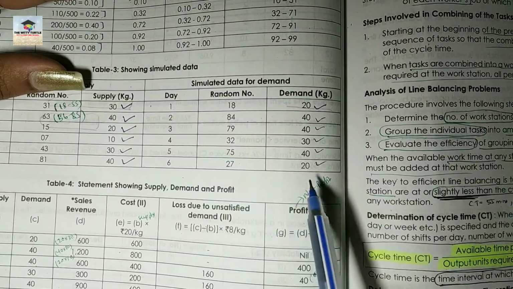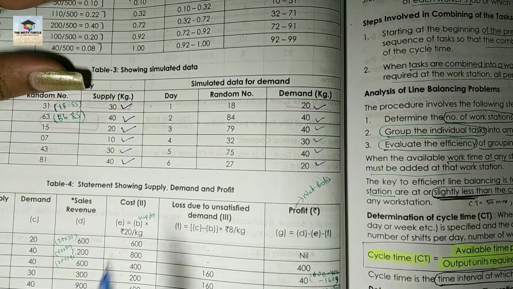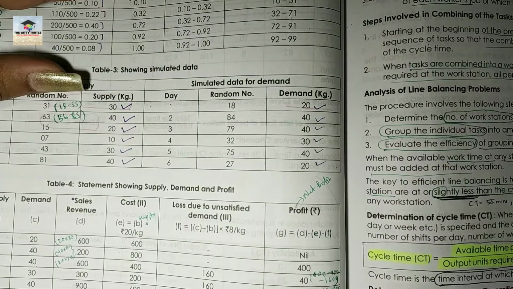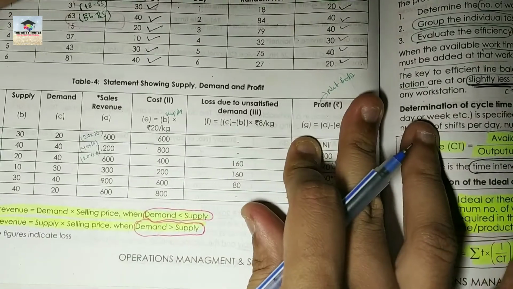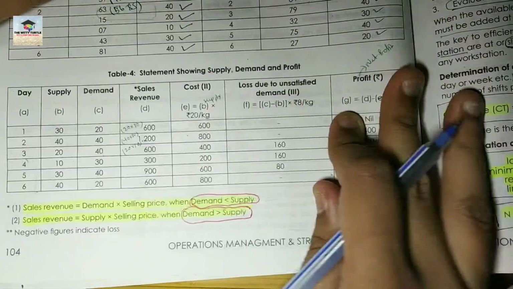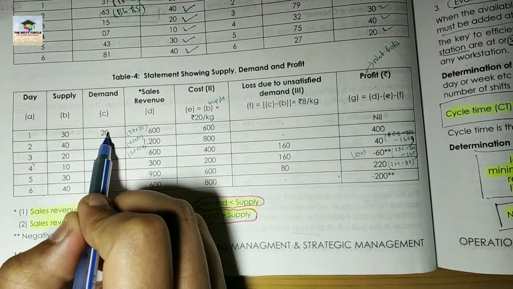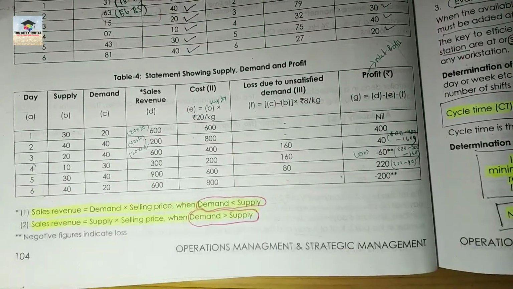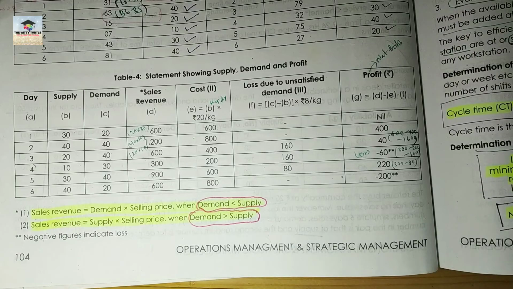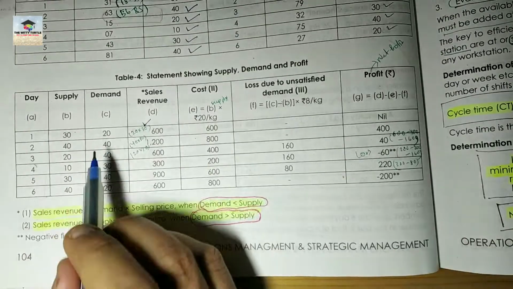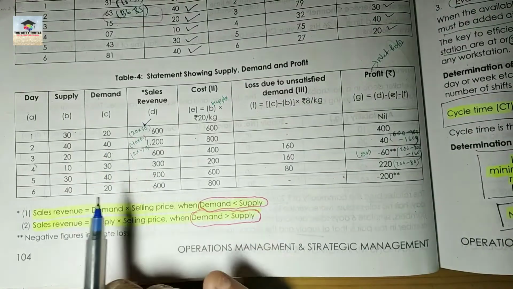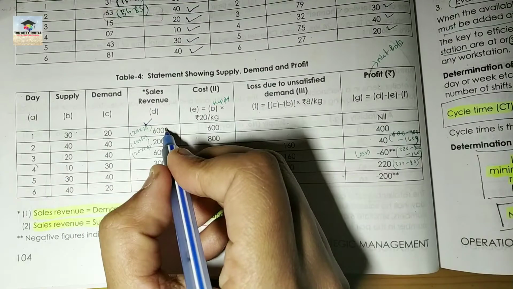In every question we used to solve till here, but in this question we also need to show the supply, demand and also the profit. So on the first day, your supply is how much? Supply is 30 kgs and the demand is 20 kgs. So your sales revenue will be how much? What is your selling price? 30 rupees, right? So your demand is 20, so 20 into 30, your sales revenue will be 600.